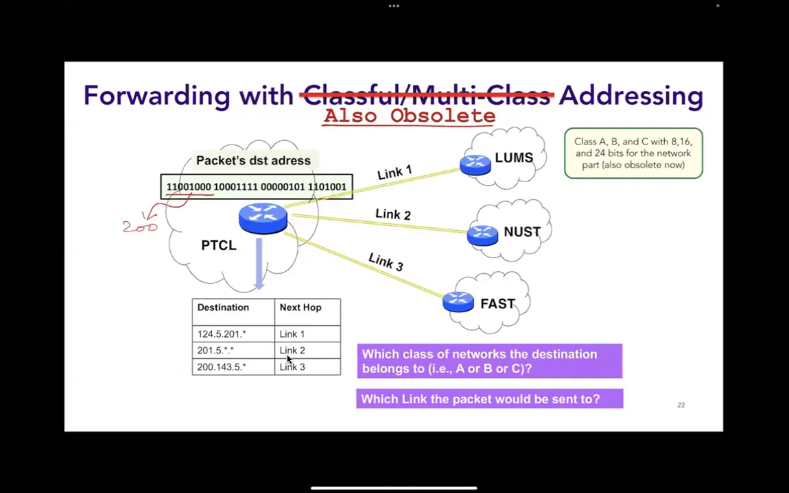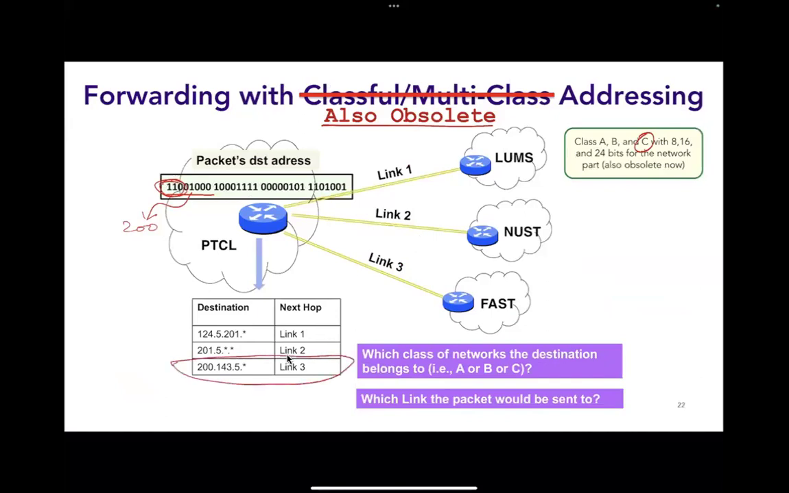If you look at this IP address, this belongs to the class C IP address, which is 110. Why? Because the first 3 bits are 110, and every class C IP address will have a 110 type of starting bits. Okay, so this packet will be forwarded towards link 3.